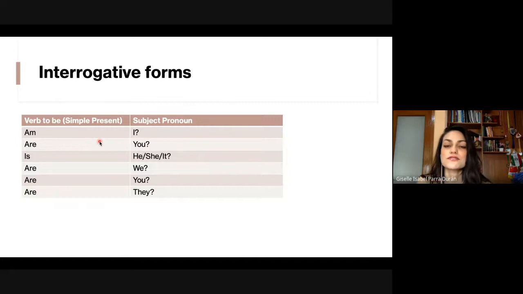For the interrogative forms, it's the same. First, we're going to put the verb to be and then the subject. For example, am I, are you, is he, she, or it, are we, are you, are they. For example, am I a student? Is she a dancer? Are they in the gym? Okay.